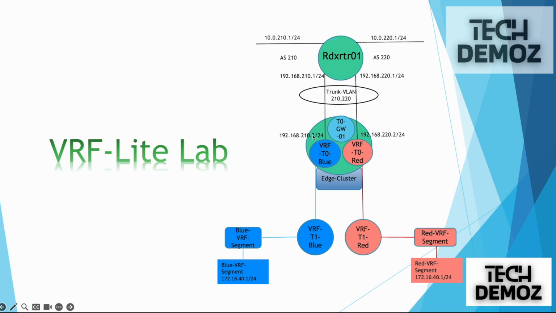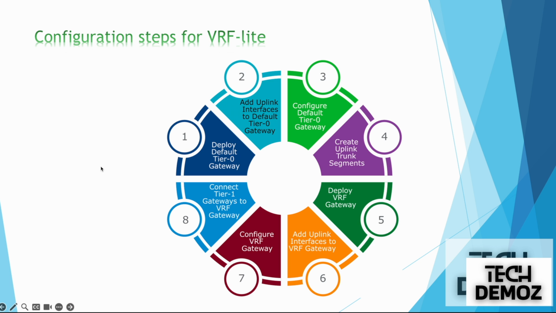So let's get started. Before starting, I'll quickly jump to the steps which we are going to cover. If I were starting from scratch, we would need to perform these 8 steps. But like I said, we have already covered the first 3 steps: deploying the T0 gateway, adding the uplink for the T0, and configuring T0. This has already been done on the lab.